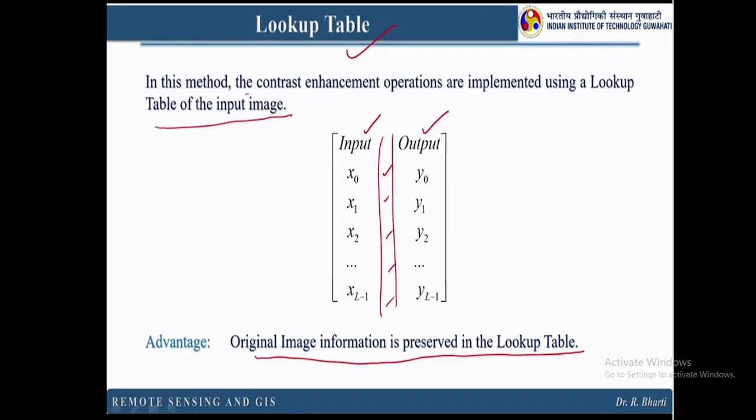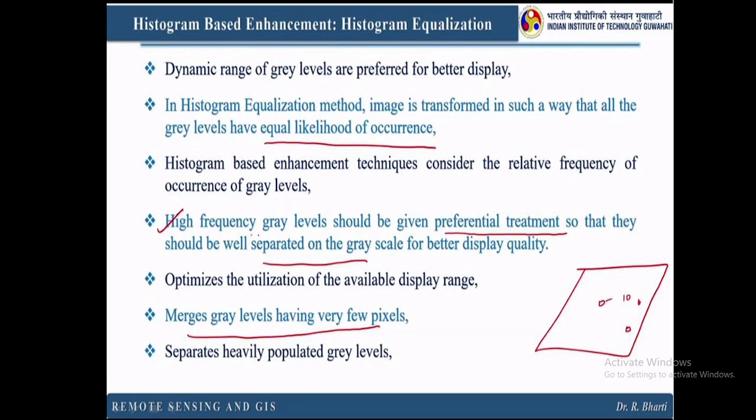Okay, so we move on to the lookup table. In this method, the contrast enhancement operations are implemented using the lookup table, with input image x from 0 to L-1 and output image y from 0 to L-1. Advantage: the original image information is preserved in the lookup table. This is histogram based enhancement and histogram equalization, so the dynamic range of gray levels is preferred for better display.